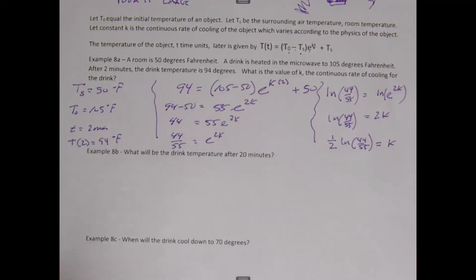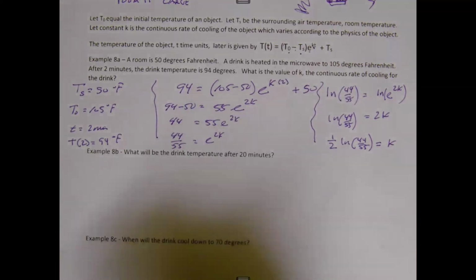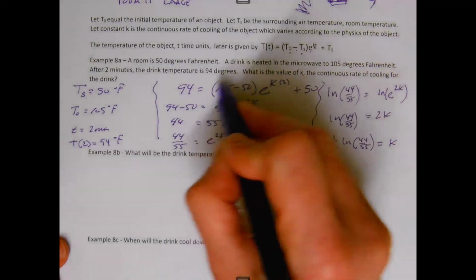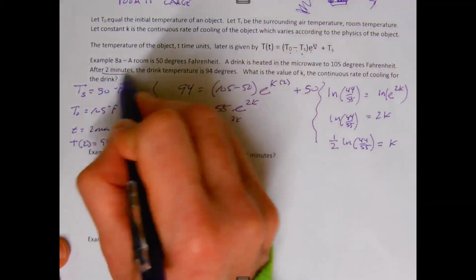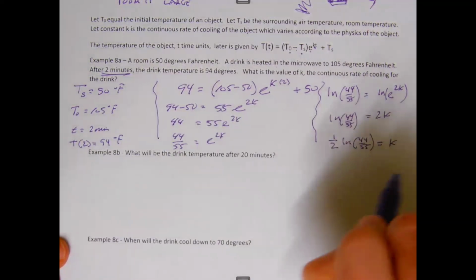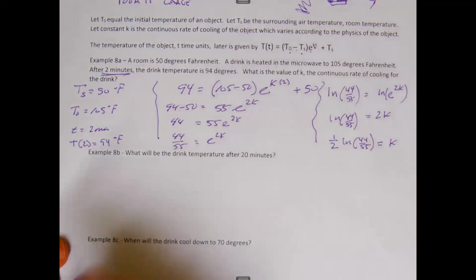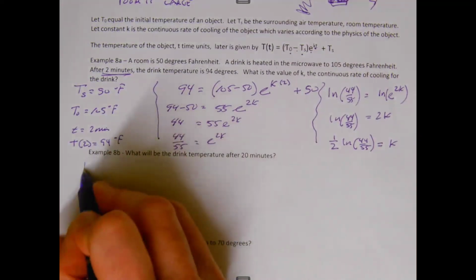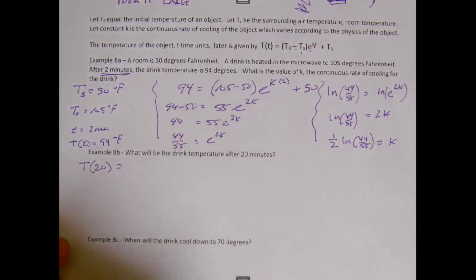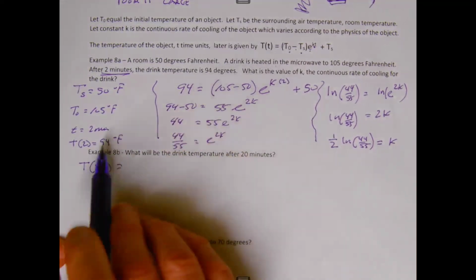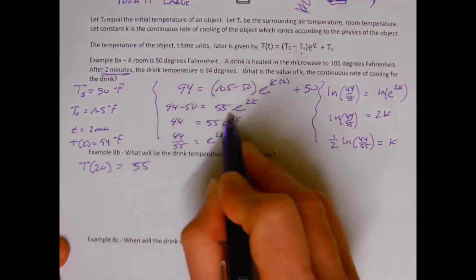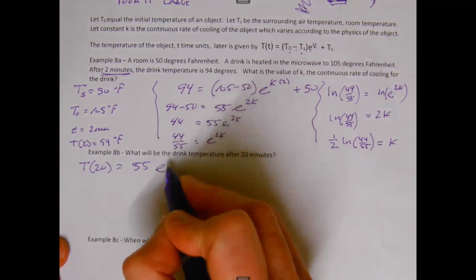What will be the drink temperature after 20 minutes? Okay, after 20 minutes, what's going to happen? Let me make sure that my original one was at 2 minutes. Yes, so t is in minutes. I need to look at the information, how I created this. So t is in minutes, 20 minutes, I'm happy. So now what I need to figure out is T of 20, 20 minutes later, what is the drink? I cleaned this up quite a bit. Up here, look over here, e to the 55, e.